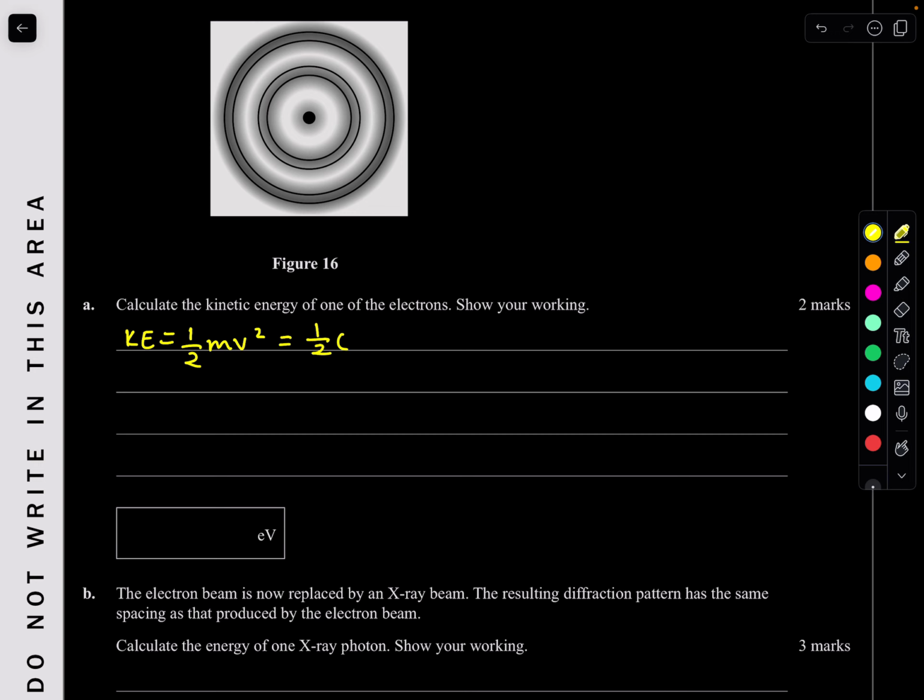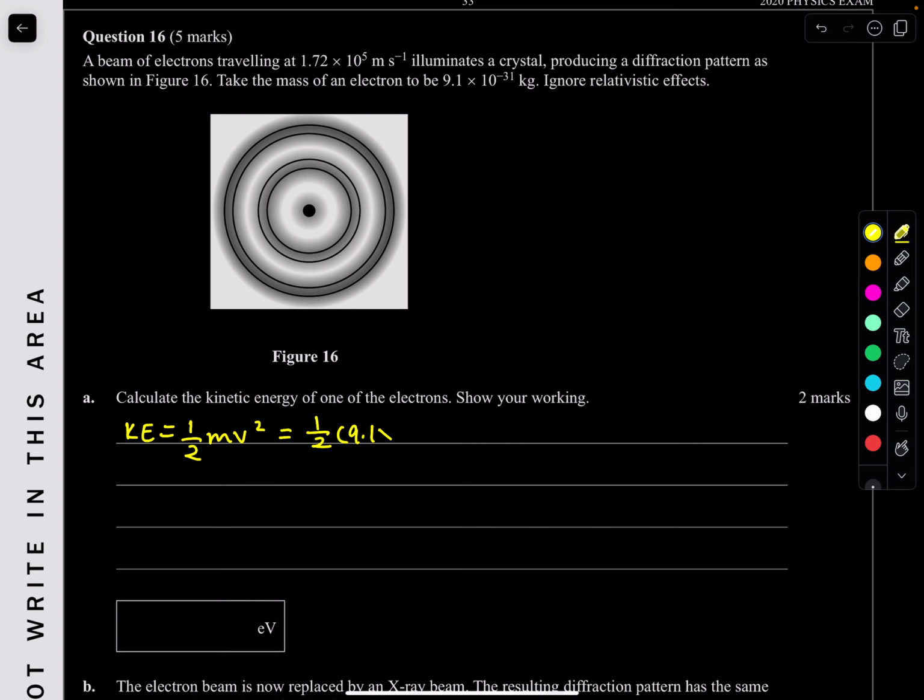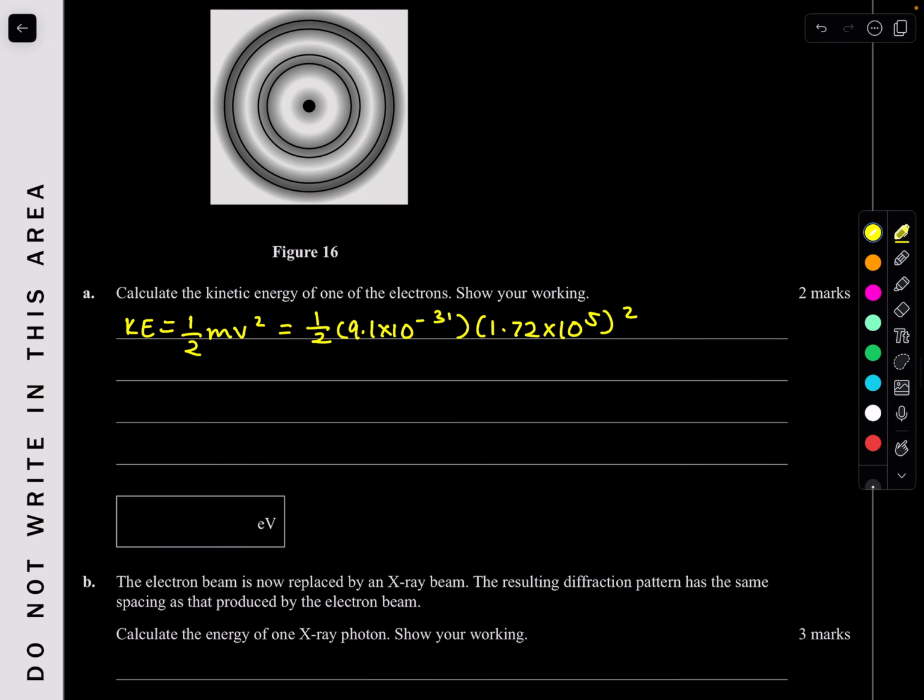What's our mass of an electron? So it's 9.1 times 10 to the negative 31. What's our velocity of an electron? It's 1.72 times 10 to the power of 5, all squared. So that's 0.5 times 9.1 times 10 to the negative 31 times 1.72 times 10 to the power of 5 squared. I want to just double check if everything looks good. That looks all good. So that gives me basically 1.346 times 10 to the power of negative 20 joules.